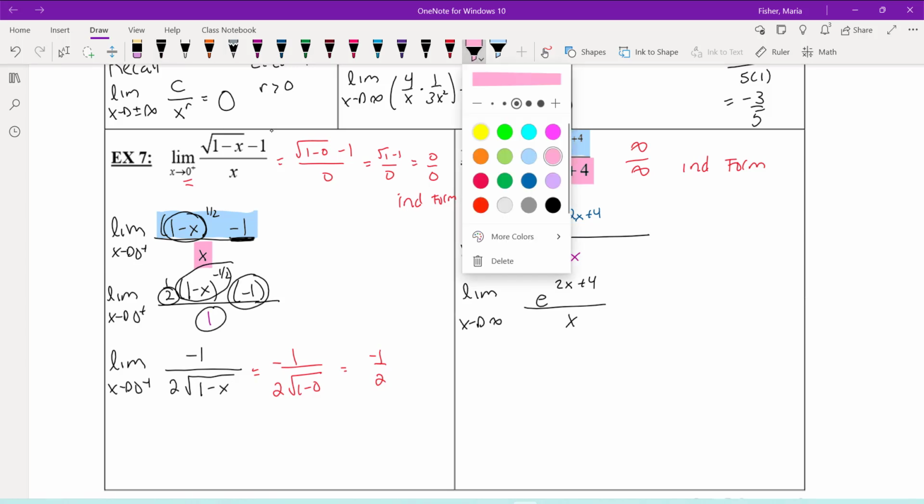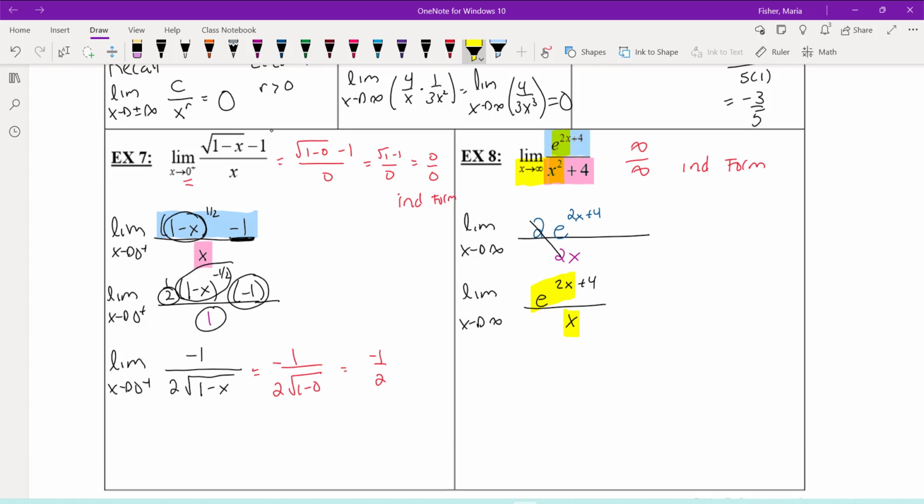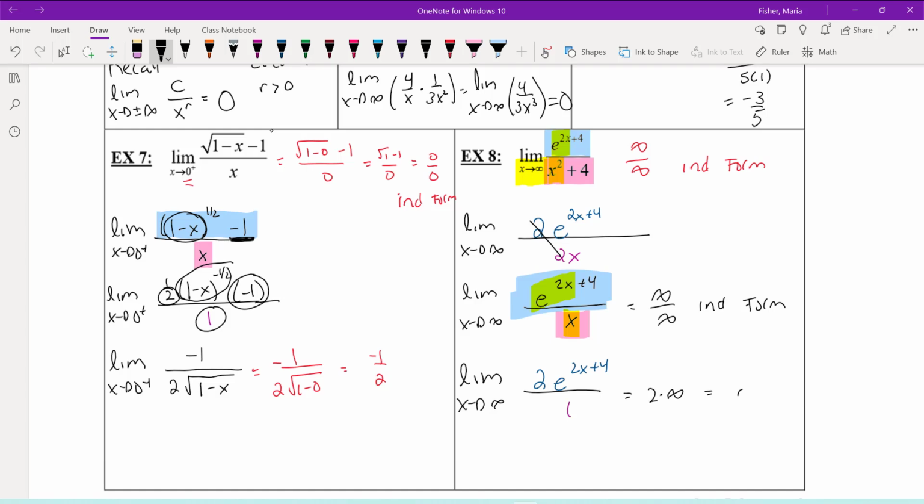Still a limit at infinity, so we're really thinking what happens when I plug infinity into those leading terms. This is still infinity over infinity. It's still indeterminate form. Use L'Hopital's rule again. The limit as x goes to infinity of, take the derivative of the numerator. What is the derivative of e to the 2x plus 4? 2 e to the 2x plus 4. Take the derivative of the denominator. What is the derivative of x? 1. You don't need the over 1, so this is really 2 times infinity, which is just infinity. So that limit is equal to infinity.